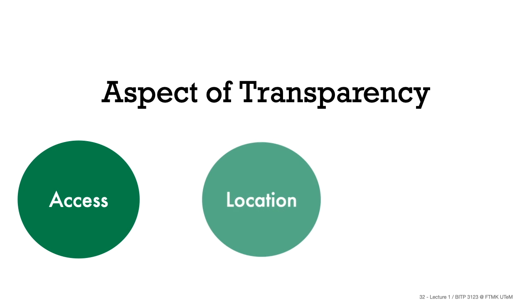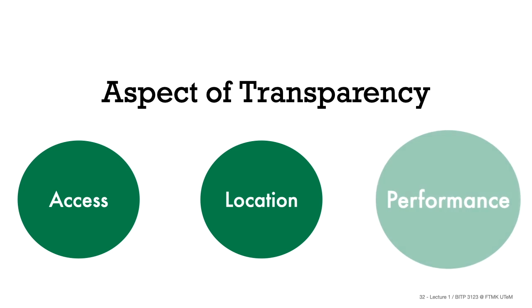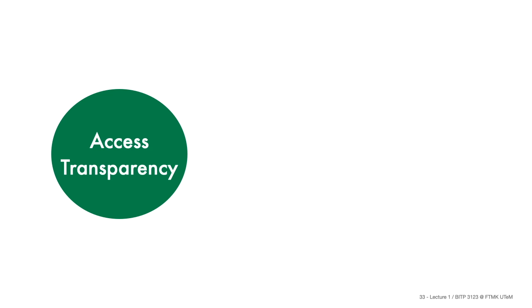They are access, location, and performance. Let's have a look at the first aspect, which is access transparency.